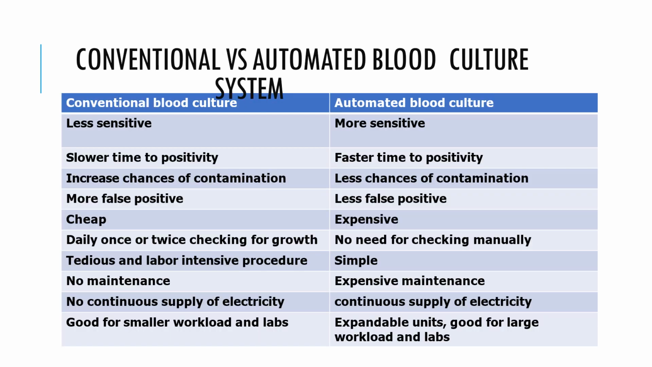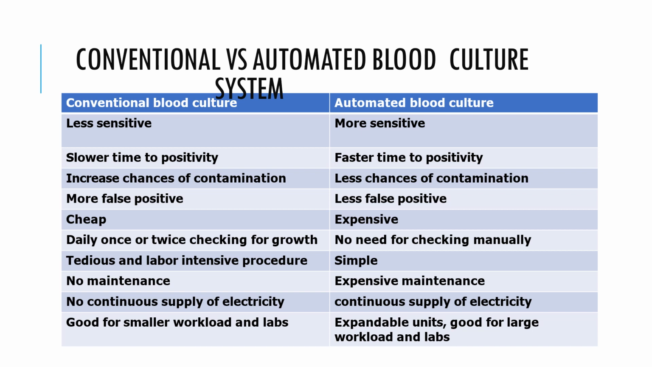So what's the difference between conventional and automated? Conventional is less sensitive. It has a slower time to positivity. It increases chances of contamination. It has more chances of false positives. It is cheaper. Checking for growth once or twice daily is required. It is tedious. No maintenance is required. No continuous supply of electricity is required. It is good for smaller labs and workloads.